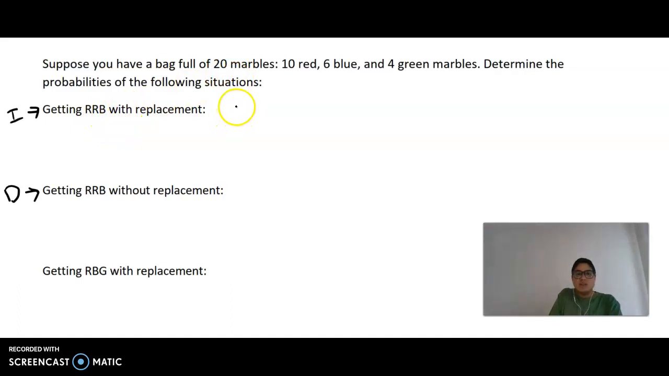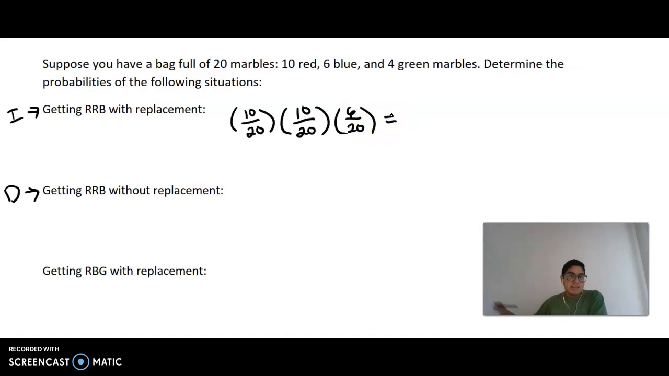So the first one would be 10 out of 20 would be red. So I pull that first marble, I put it back in, mix the bag around, then the next one would be another 10 out of 20, put that marble back in, then theoretically getting a blue would be 6 out of 20. And if I multiply these probabilities all back to back, then the probability of getting red, red, blue in succession altogether would be about 0.075.